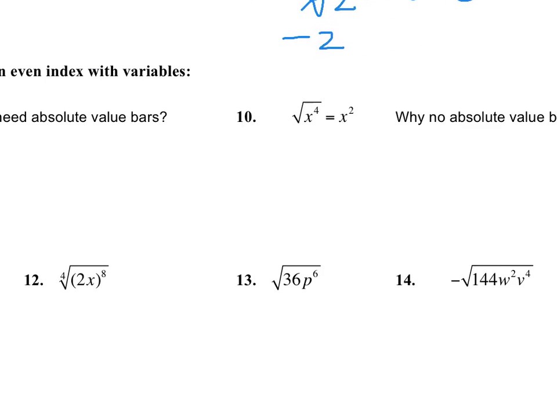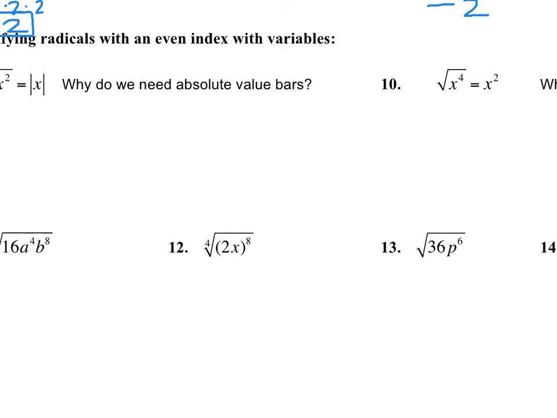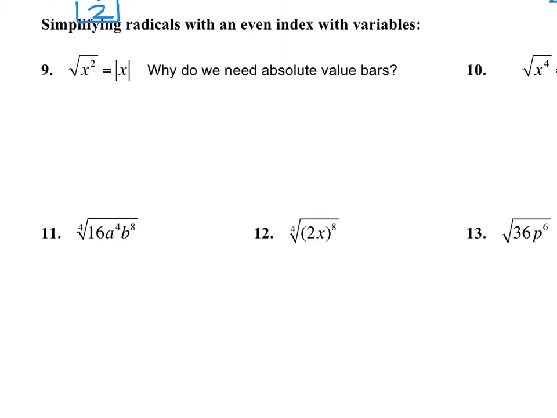However, when we go to number 10, we don't need absolute value. The square root of x to the 4th equals x squared without absolute value. So why do we need absolute value? The reason we need absolute value is because if x is negative, well, the square root of something is not allowed to equal a negative number.